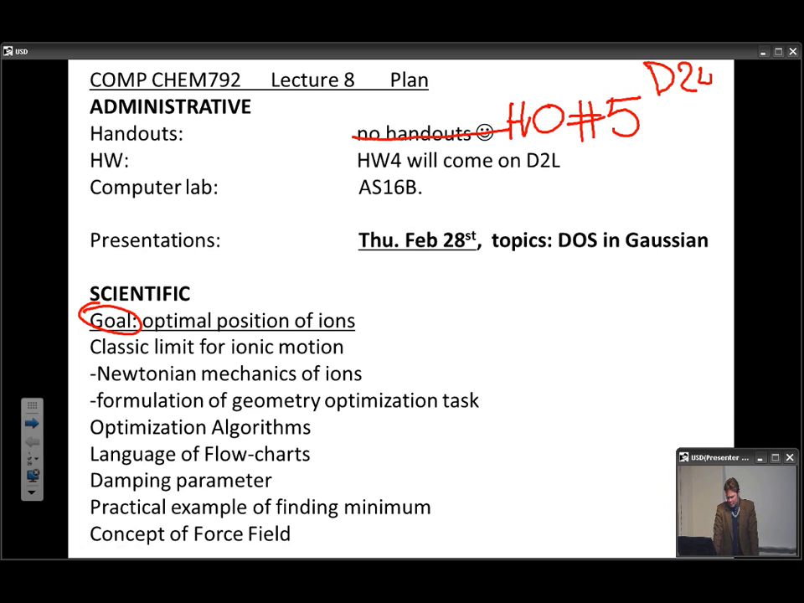I'm developing homework number 4, and we'll place it on D2L very soon. And it will be less conceptual, more numerical, sitting with a calculator and maybe typing a few operations, but it will not take much of your time. And I invite you to visit this computer lab today. It will be less challenging than last time. We will go at a slow pace, and we will practice some little optimization tasks, optimization of geometry for different systems.